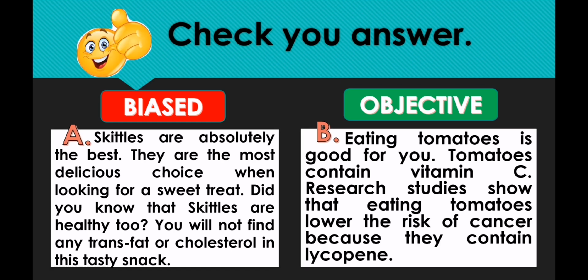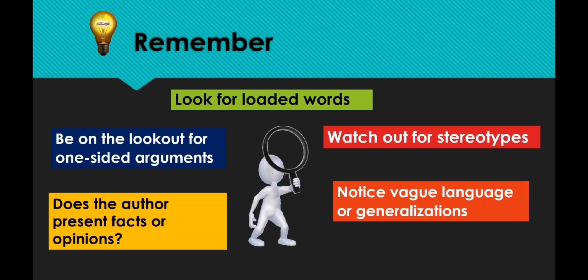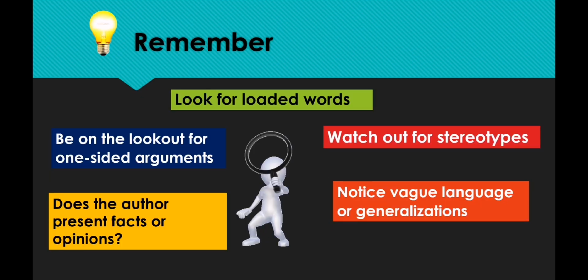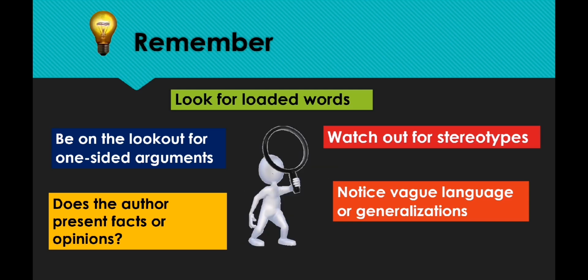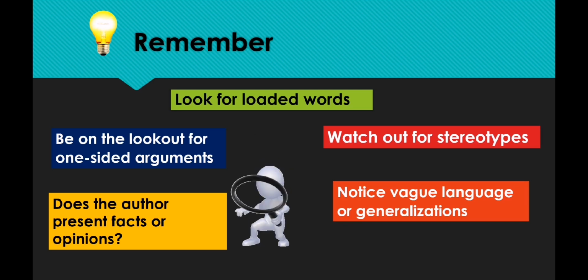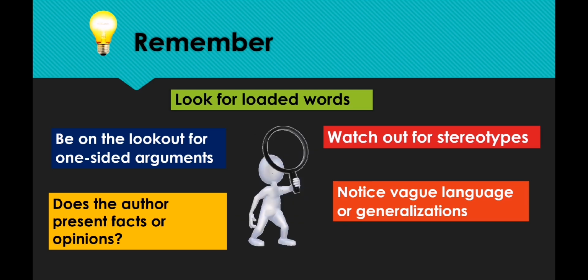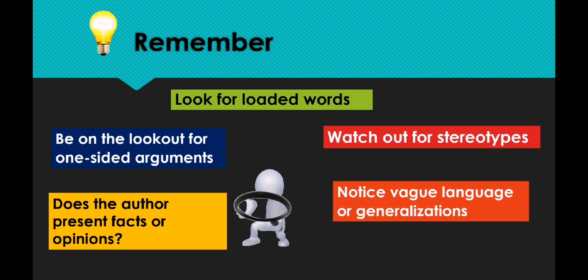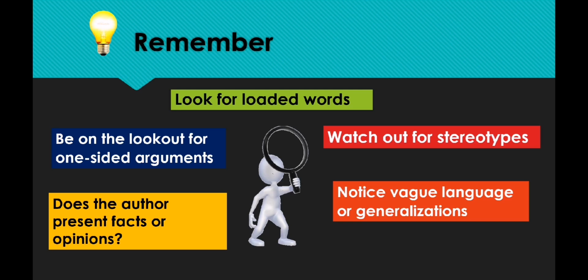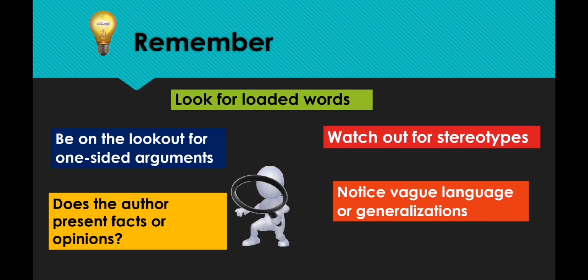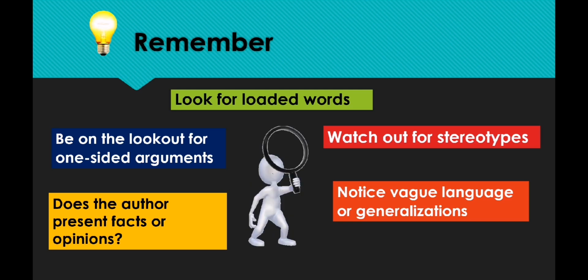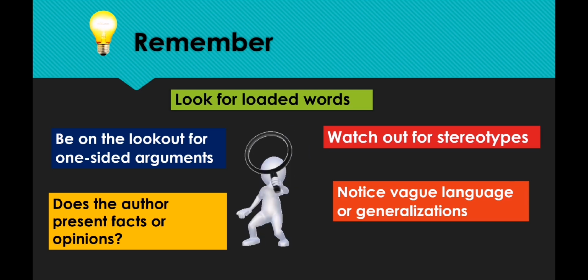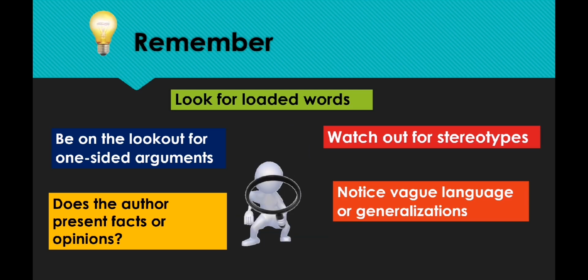So, diba, ganun lang kasimple. Napakadaling malaman kung bias or hindi yung author. Ano nga yung mga dapat tandaan? So, diba kanina, sinabi ko na, look for loaded words, watch out for stereotypes, notice vague language or generalizations. Does the author present facts or opinions? Be on the lookout for one-sided arguments. So, kapag titingnan mo yung claims ng author, tingnan mo yung mga 5 na yan. Kung yung mga yan ay nakomit ng author na yon, probably biased siya. So, diba, napakasimple lang.